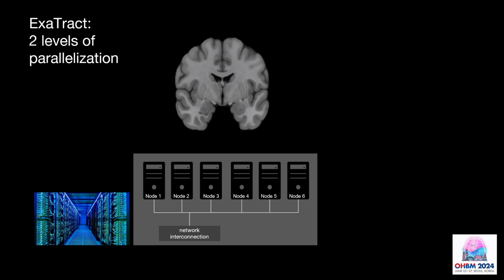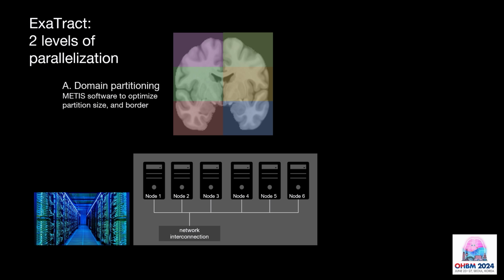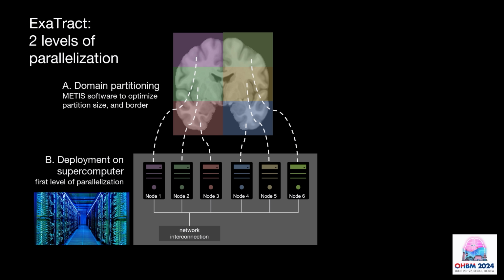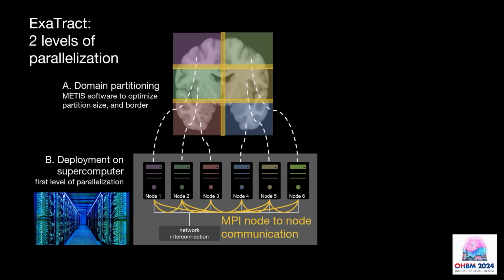To do so, we have defined ExaTract with two levels of parallelization. The first one is at the level of the nodes of the supercomputer. So we split the brain into as many parts as we have nodes on the supercomputer, and then we deploy each region to the supercomputer, where each node will perform the modifications on its own area. The problem with this approach is that it lacks global coordination, so we define some overlapping areas between these regions, and we implemented the MPI node-to-node communication protocol in order to exchange the modifications that happen in these overlapping areas.